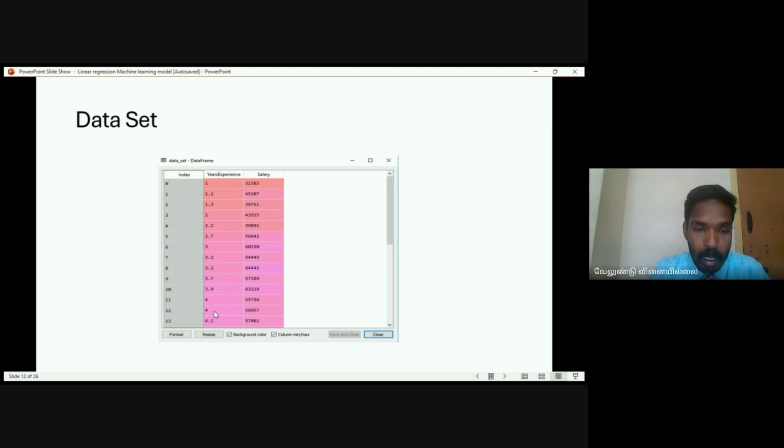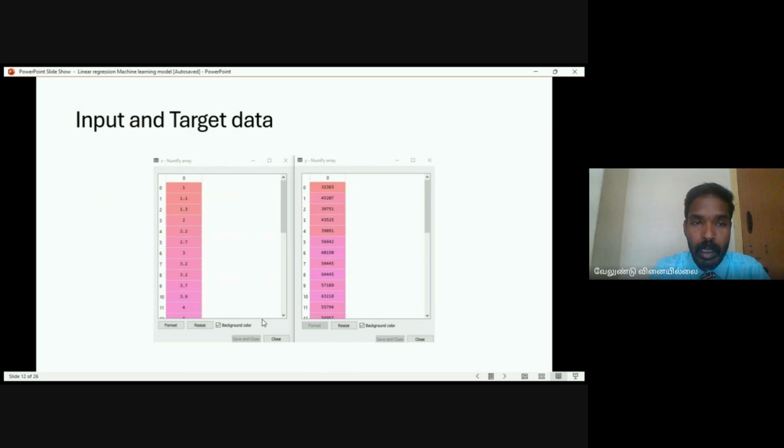So these are all the values. For 4.1 years, my salary is 57,081. Suppose if it is 5 years, what may be the salary? That kind of estimation we can do using this analysis. So we have to use input and target data. Target data is also called labeled data. So we extract the input data and the label data here.